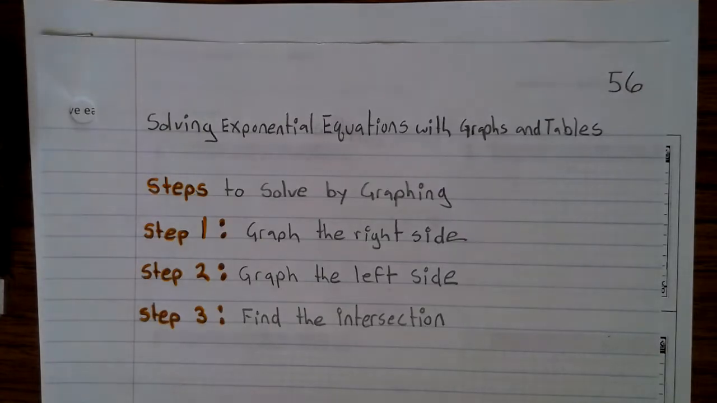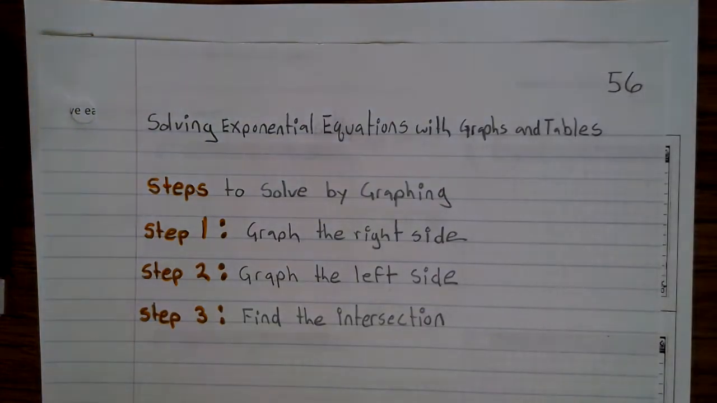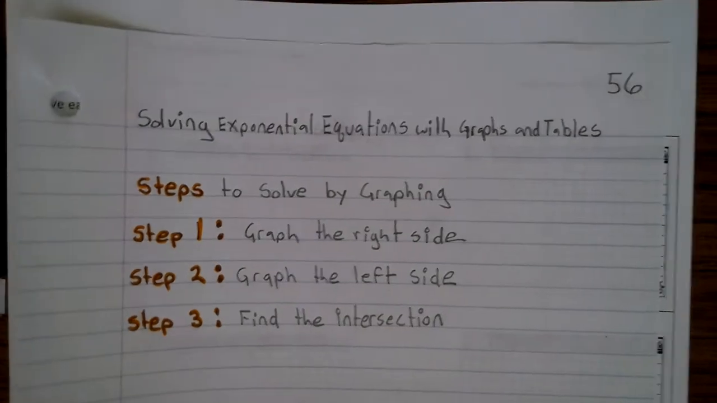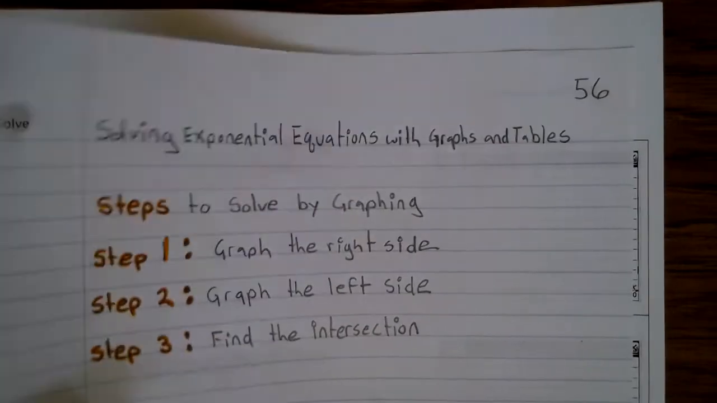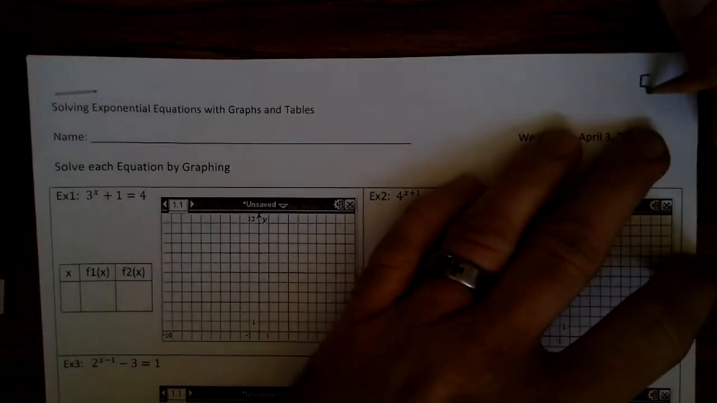Steps to solve by graphing. Step 1, graph the right side. Step 2, graph the left side. Step 3, find the intersection. Okay, if you would, complete your notes. Now that your notes are completed, let's take a look at the examples, which again are going to be on page 56.